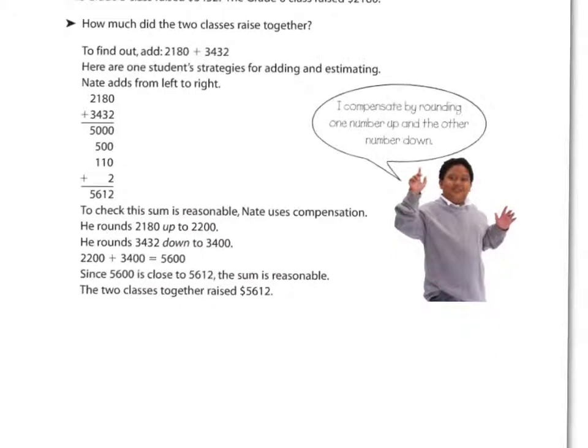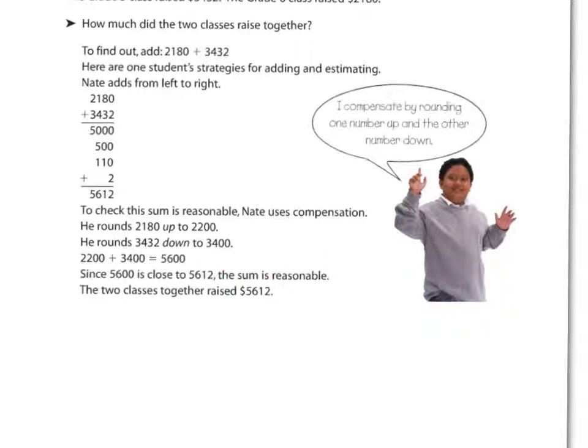To double check whether or not his answer is reasonable, he's decided to use compensation. Compensation, remember, is rounding one number up and the other number down. So he's decided to round 2,180 up to 2,200. He's rounded 3,432 down to 3,400. And then he's added those to equal 5,600, which is really quite close to 5,612. So the sum, or the answer, is reasonable.